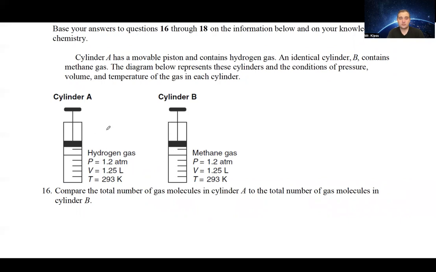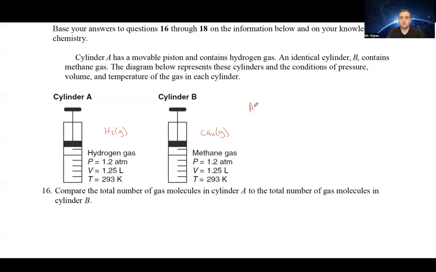Okay, so if we look at the hydrogen gas, let's assume this is H2 in gas form. This is more of an FYI: methane is CH4. So this has 5 atoms, this has 2 atoms. So we know the methane is a larger molecule. Now let's look at the different variables, pressure, volume, temperature, and we notice they are exactly the same. So compare the total number of gas molecules in cylinder A to the total number of gas molecules in cylinder B.